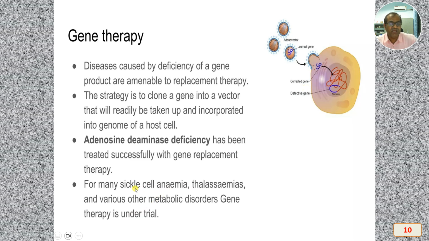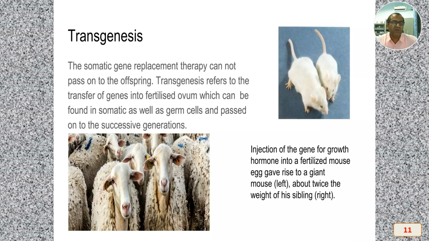For example, sickle cell anemia is one of the diseases that can be treated using this technology. Another disease, thalassemia, and various other metabolic diseases are under trial for gene therapy. Then transgenic mice, or transgenesis, is another technology in which laboratory animals are produced. For example, transgenic mice are one of the important things here.